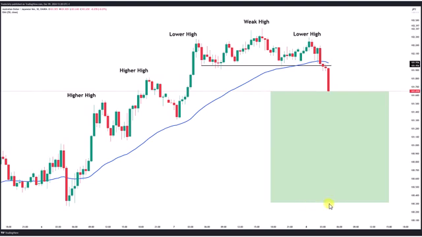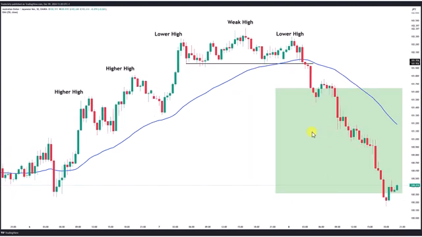Then when we go to the left, we can look for a support area. We pick a very wide target for a good reward to risk ratio. And then the market is trading below the moving average to the downside.